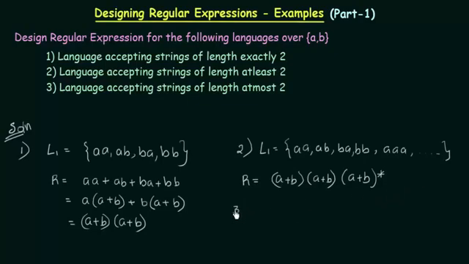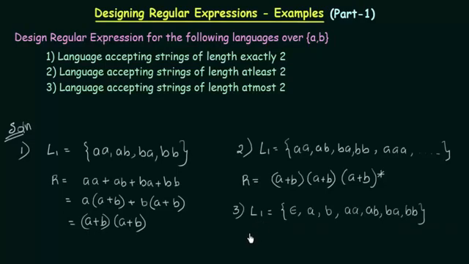Okay, so now let's come to the third one. The third one is a language accepting strings of length at most 2. Now what is the meaning of at most 2? At most 2 means maximum it should be 2 and minimum is not specified. So minimum we can have nothing, null, that is epsilon, and then you can also have strings of length 1 like a and b, and also you can have strings of length 2: aa, ab, ba and bb. Now these are the only strings. Why? Because it is at most 2, maximum is 2, so we cannot have 3 or anything more after that.